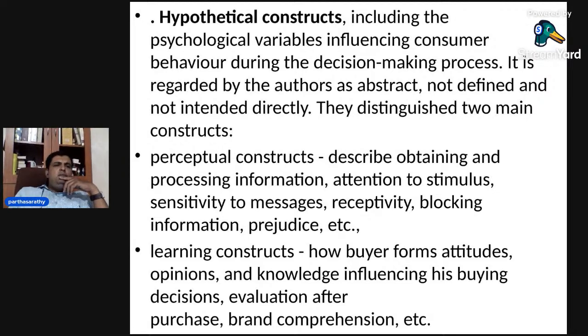See, hypothetical means hypothesis, it means it's an assumption. When we have a hypothetical construction in mind, either it may happen or it may not happen. See, my hypothesis today is it may rain, it will definitely rain. So it may not rain also.